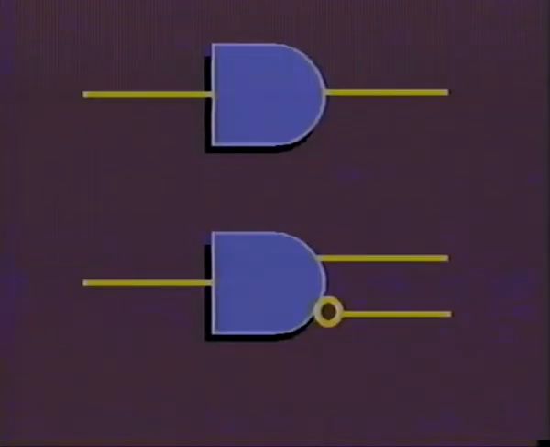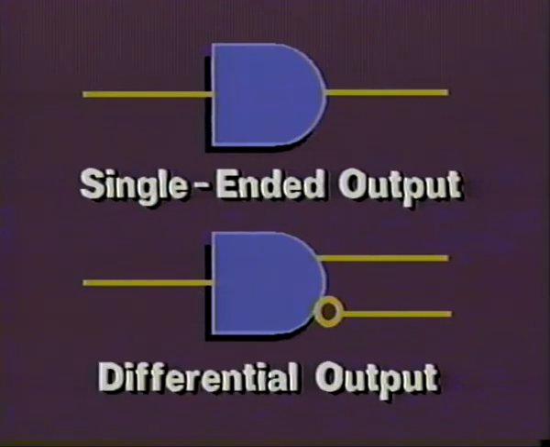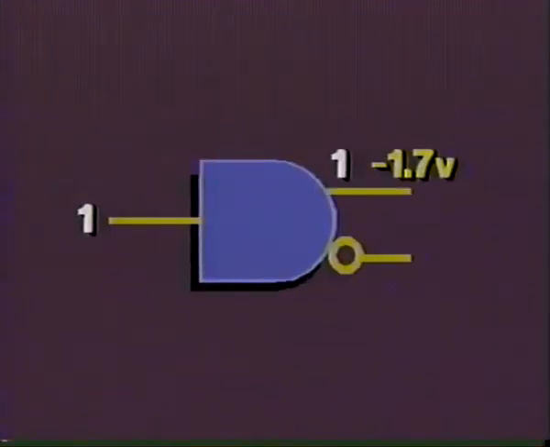There are 2 types of gate outputs used in the XMP, the single-ended output and the differential output. The differential output is used on all the logic chips, with the exception of the F-type chip. The single-ended output is used on memory chips. In the XMP, a logic 1 level is negative 1.7 volts. A logic 0 level is negative 0.7 volts or less.